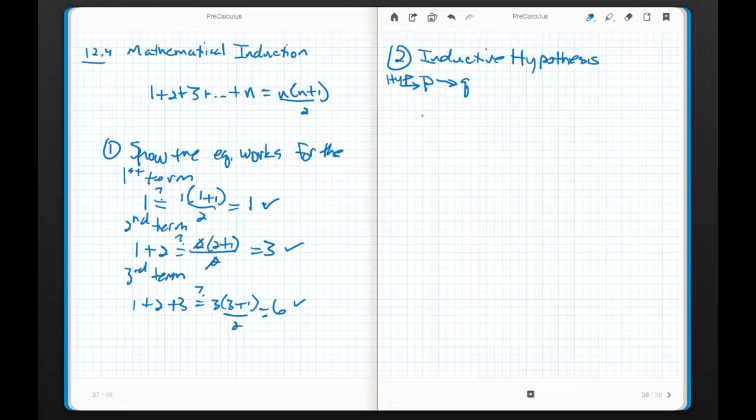Now, here's what we're going to do. We're going to say something that's going to look trite. It's going to look contrived, all right? But it's not. We're going to say, suppose the equation works for k. In other words, 1 plus 2 plus 3 plus ... plus k is equal to k times k plus 1, all divided by 2. That in and of itself is just a substitution of k for n.